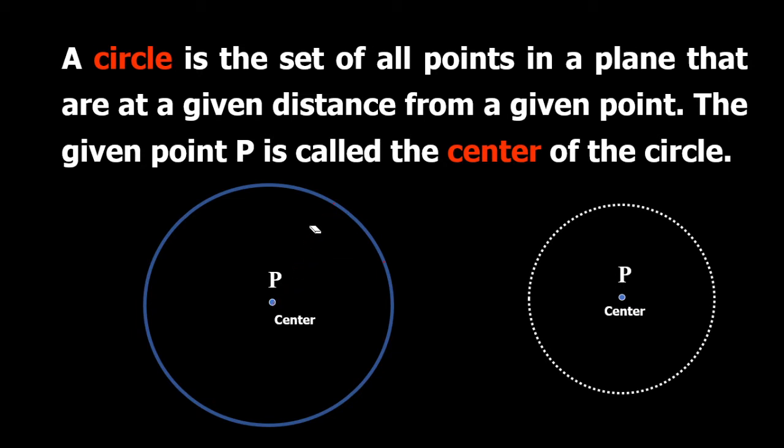Okay? Now next, how do we name a circle? We name a circle using its center. Now point P is the center. Therefore, the name of this circle is circle P. Now if you do not like to use the word circle, you may use symbols. This is circle P.